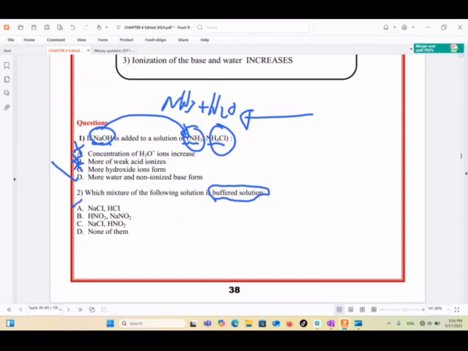NaCl and HCl, it's not, because it's a strong acid with a neutral salt. HNO2 is a weak acid. NaNO2 is its salt. Yes, B is correct. Why? Because HNO2 is a weak acid, and NaNO2 is the basic salt of that weak acid. It can form the buffer solution. NaCl and HNO2: HNO2 is a weak acid, but NaCl is not the salt of HNO2. It does not contain the common ion of HNO2, so it's not a buffer solution. And then B is the correct answer, guys.